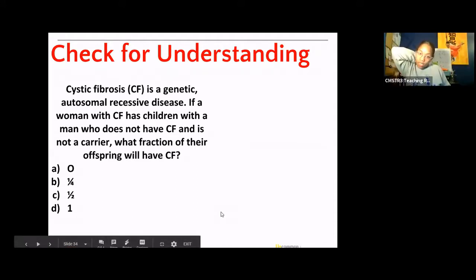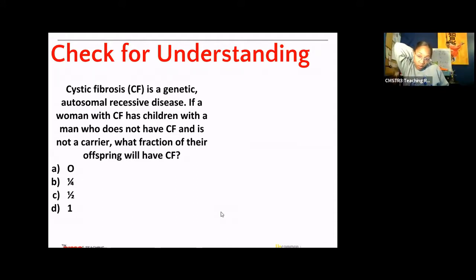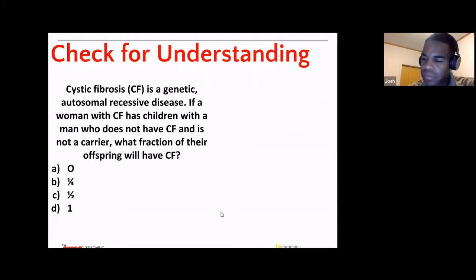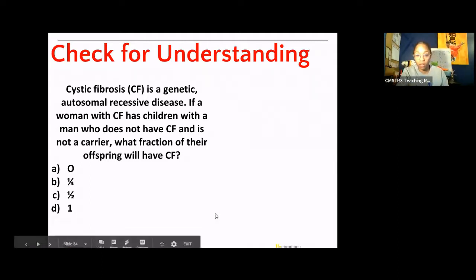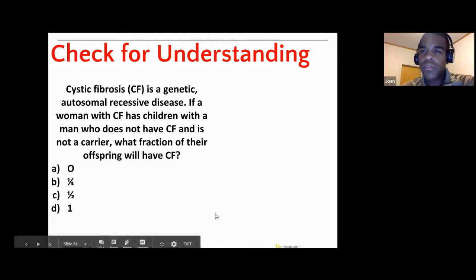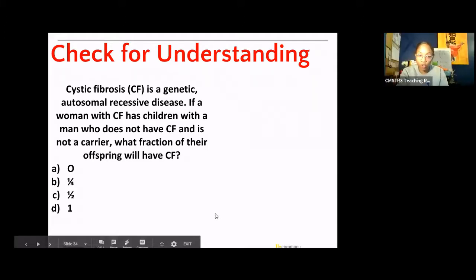Just to check in and see how we're doing, I heard some really great conversation as I was popping in and out of the rooms. It says cystic fibrosis is a genetic autosomal recessive disease. If a woman with cystic fibrosis has children with a man who does not have cystic fibrosis and is not a carrier, what fraction of their offspring will have cystic fibrosis? Draw the square just to make sure. So I'm hearing the answers.